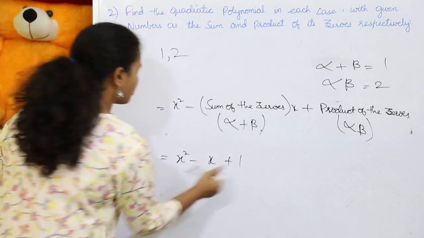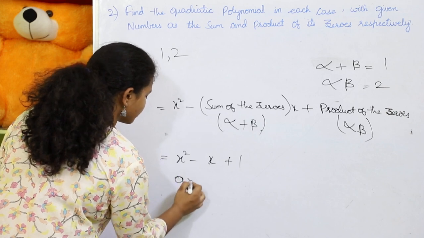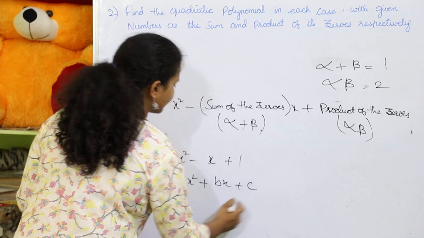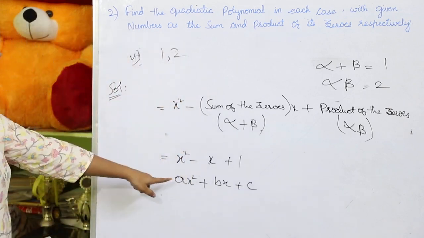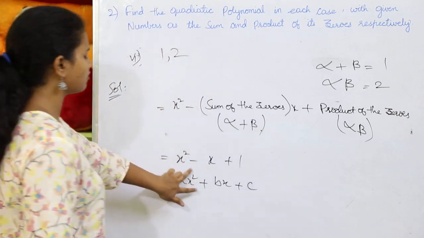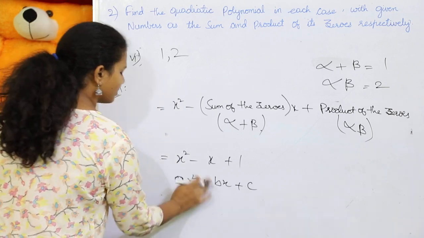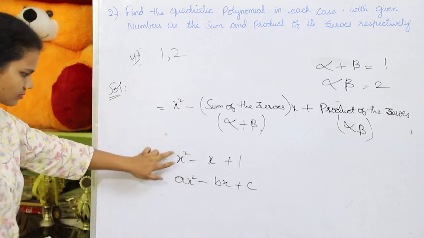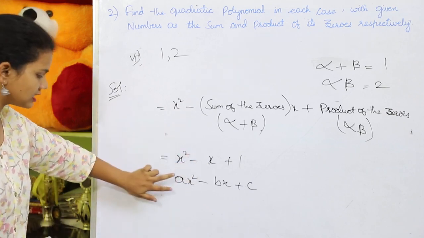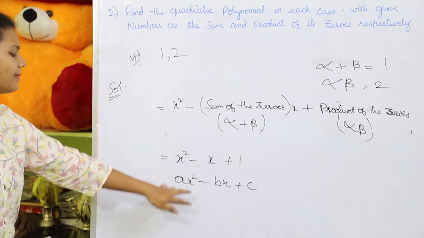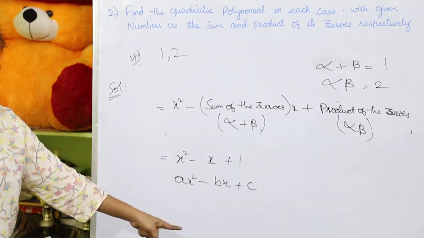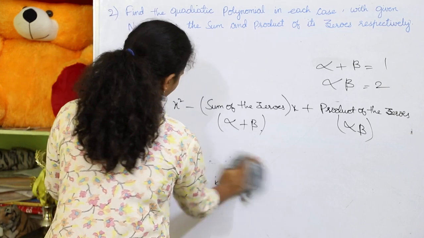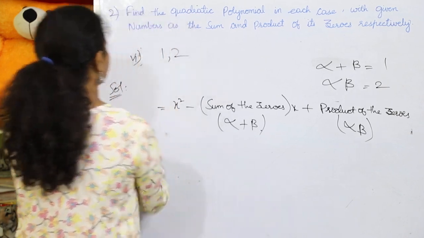So therefore we have shown this equation, where this equation is in the form of x square plus bx plus c, right? So instead of minus we have added plus, but let it be. This equation is in the form of ax square minus bx plus c, right? So this is in the form of this, so that's what I have written. Clear? Let me go for the next one.